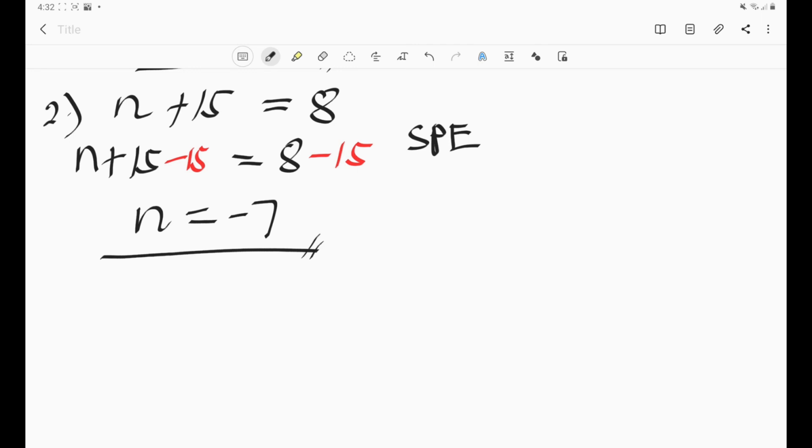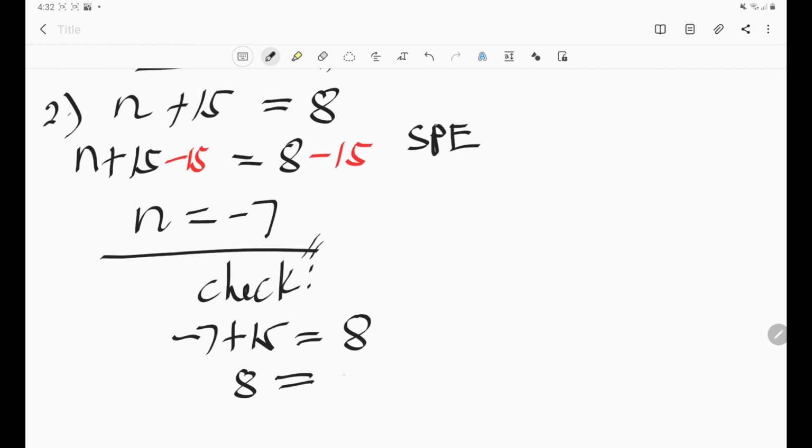We can also check our answer. To check our answer, we substitute the solution in the equation. So we have negative 7 plus 15 is equal to 8. Negative 7 plus 15 is 8, which is equal to the other side of the equation. 8 is equal to 8.